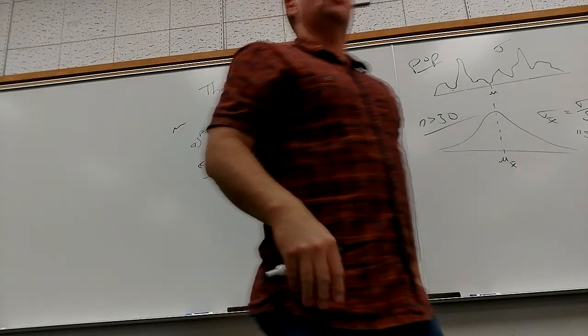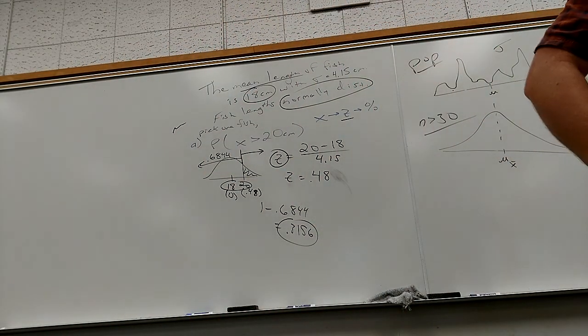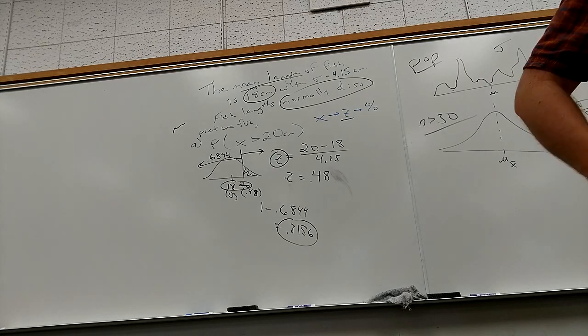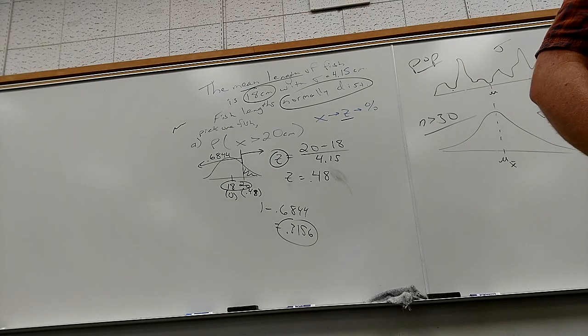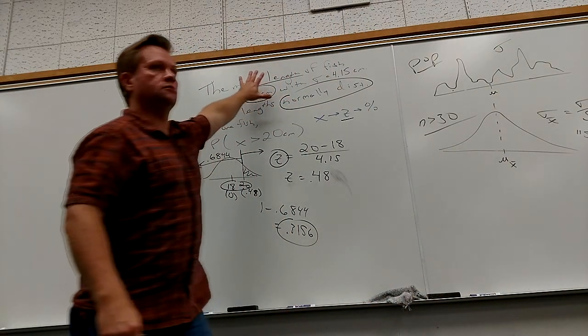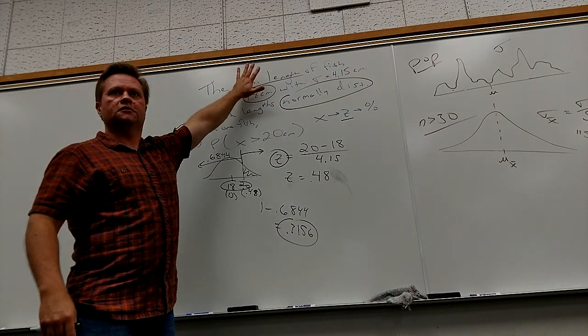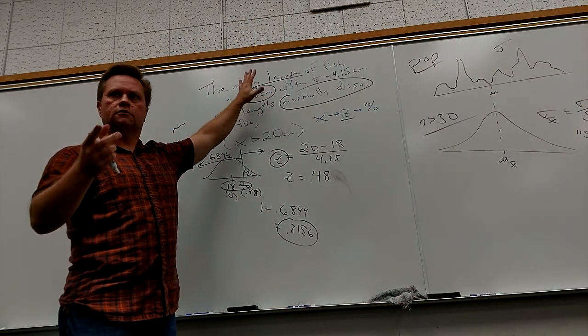If you're just working with... What's the only thing that the mean is always 0? Z-scores. Am I working with Z-scores here? No, not yet. So what goes in the middle? The mean. Always.